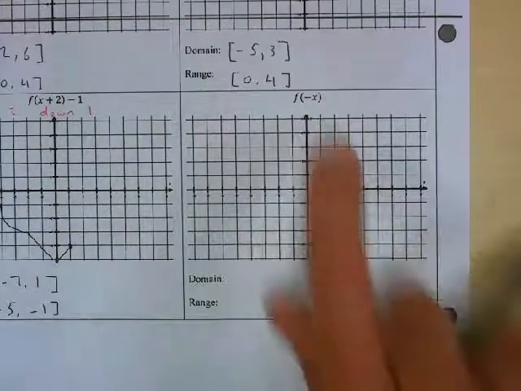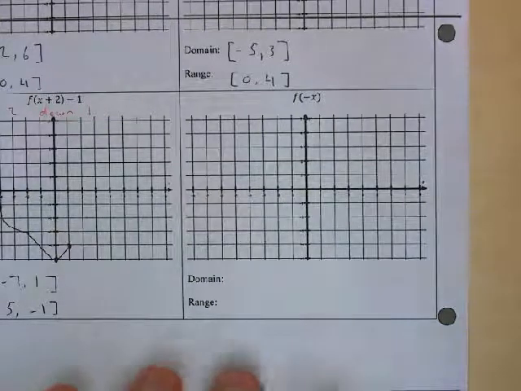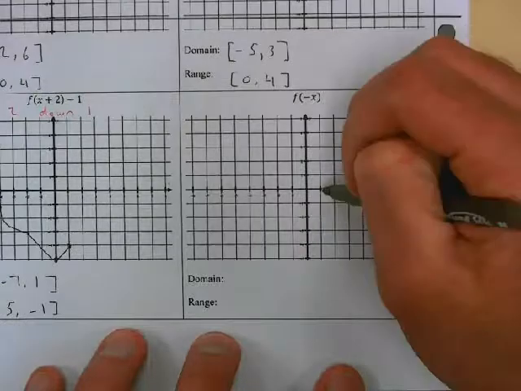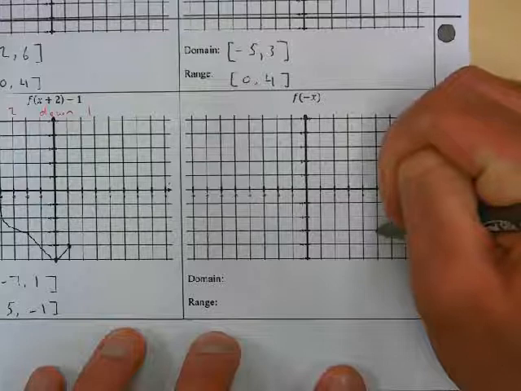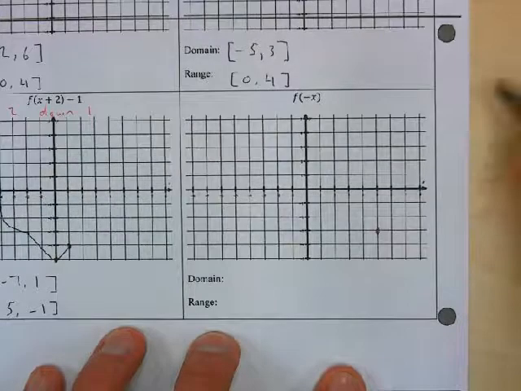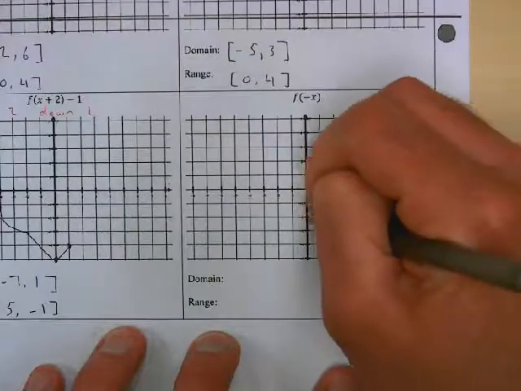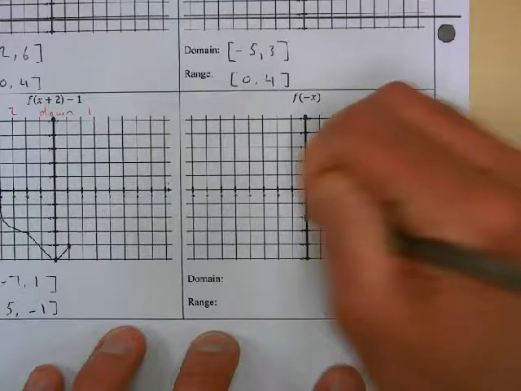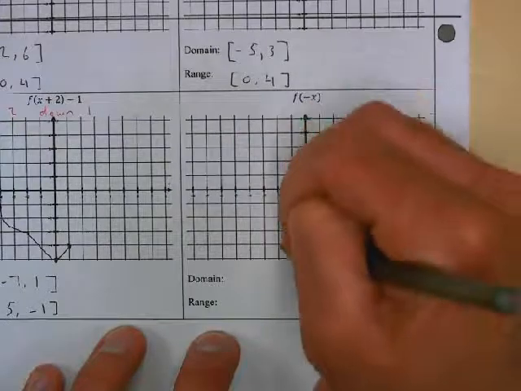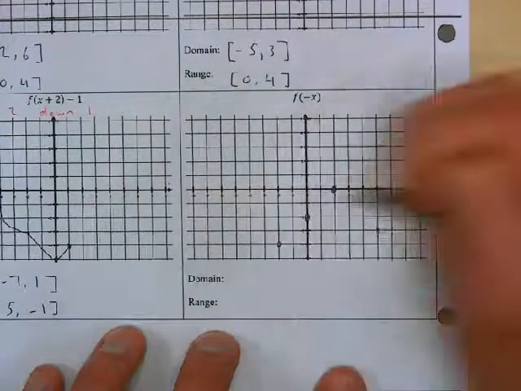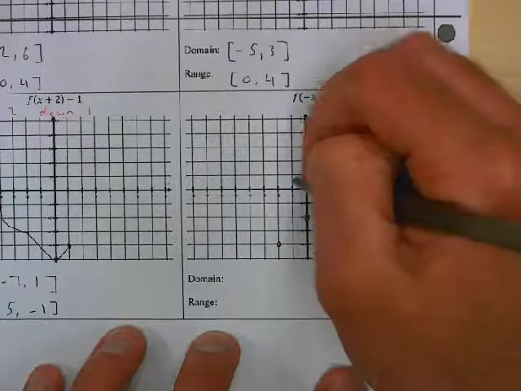All right, f of negative x. So then we want to take the opposite of all of our x values. So our first point up there was negative 5, negative 3. We want to make that positive 5, negative 3. Next, negative 2, 0 is going to become positive 2, 0. 0, negative 2 is still 0, negative 2. 2, negative 4 is going to be negative 2, negative 4. And 3, negative 3 is going to be negative 3, negative 3.